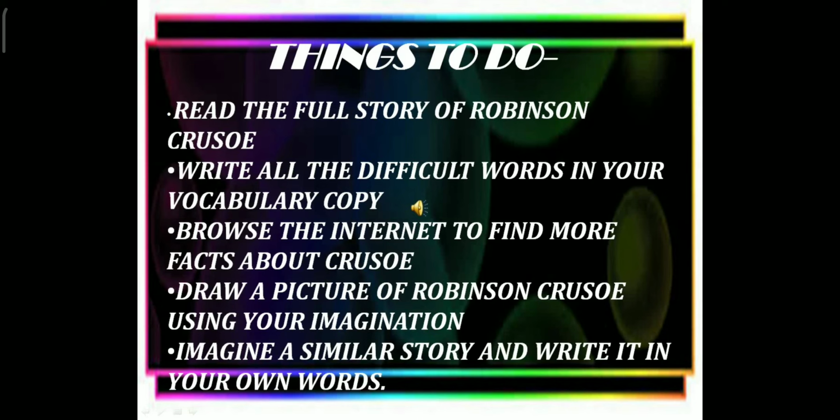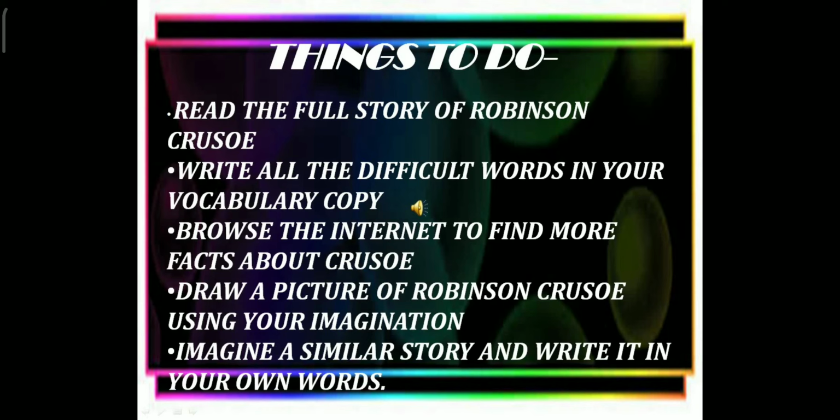The next step is that you have to write down all the difficult words in your vocabulary copy. I hope all of you have already made the vocabulary copy and you are writing down the difficult words there. So when you are reading the story, you will come across many difficult words which you need to record in your vocabulary copy. The next point is that you have to browse the internet to find more facts about Crusoe. All right. So when the school reopens, you will be asked about what research you have done on Robinson Crusoe. Okay. So you need to browse the internet and you already know how to do it. All of you have access to smartphones and internet connections. It will be very easy for you.